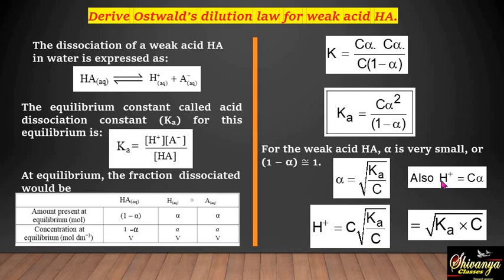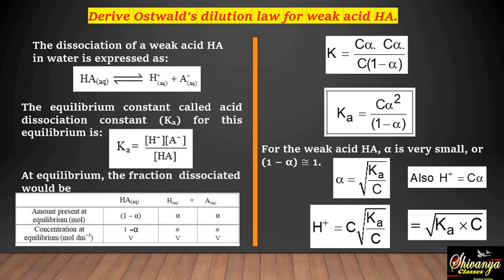Also, alpha is equal to H+ by C, so H+ is equal to C alpha. In place of alpha, place H+ divided by C. You will get the equation H+ divided by C is equal to under root of Ka by C, and the final equation becomes H+ is equal to under root of Ka times C. Ka is equal to C alpha square and alpha is equal to under root of Ka by C. This is Ostwald's dilution law for the weak acid HA.